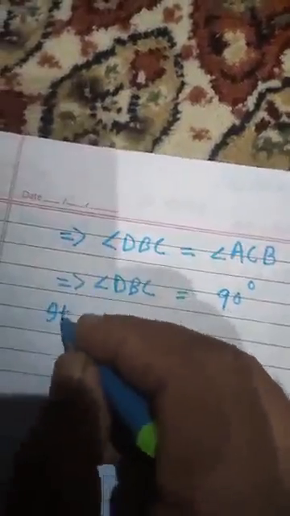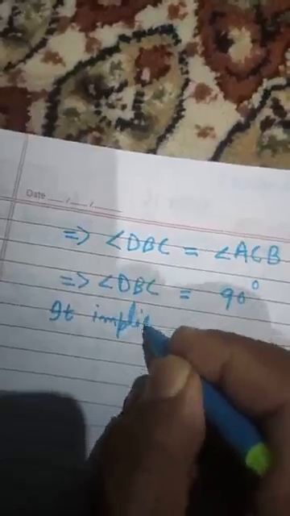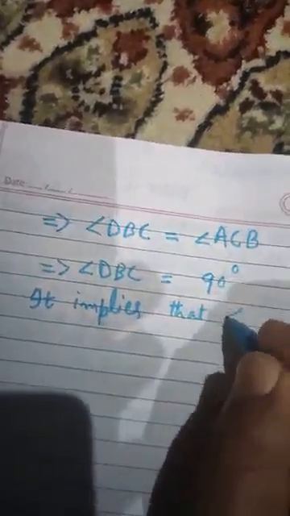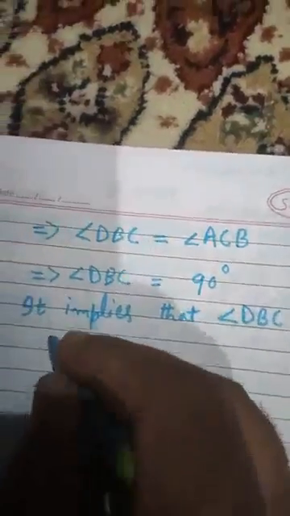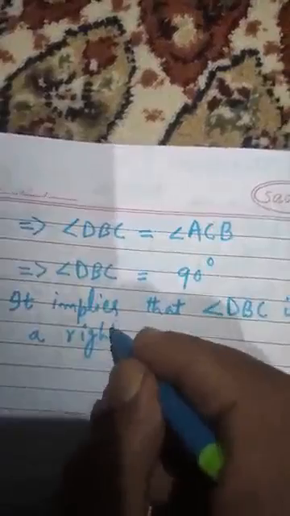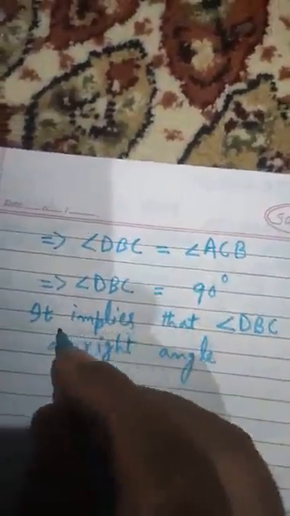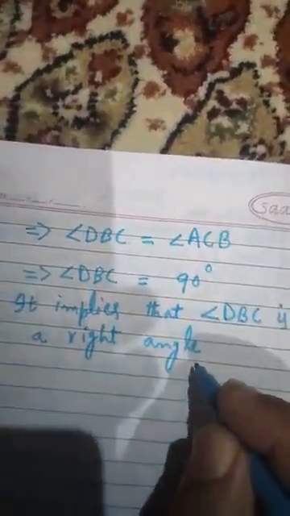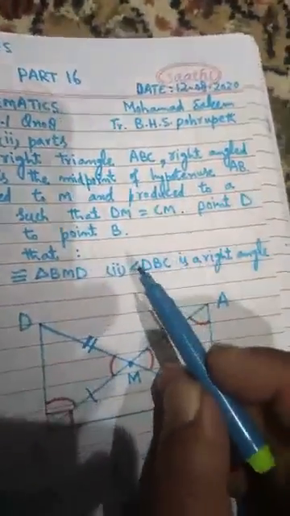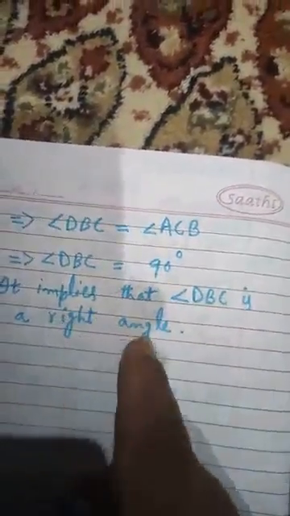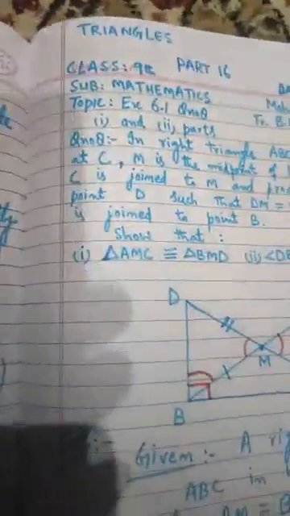It implies that angle DBC is a right angle. Angle DBC is equal to 90 degree, which implies that angle DBC is a right angle. This proves our second part, that is angle DBC is a right angle. Let me rewind a little bit.